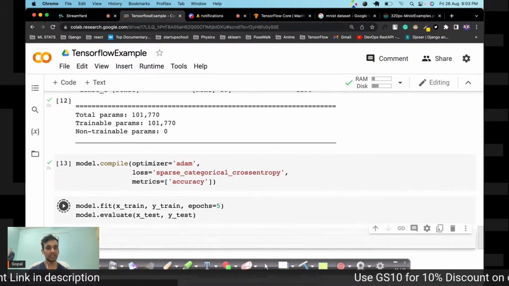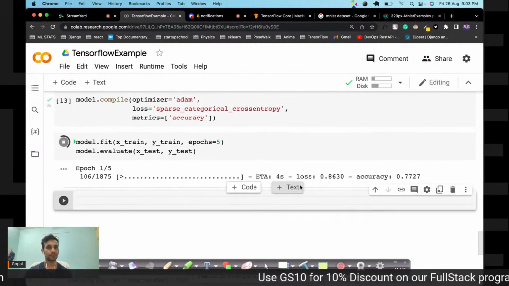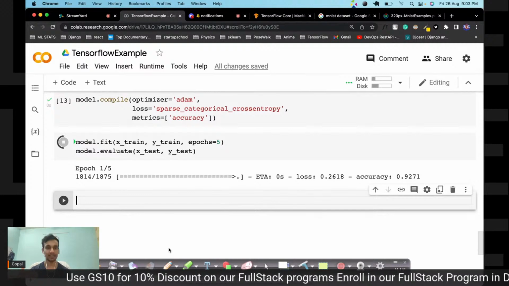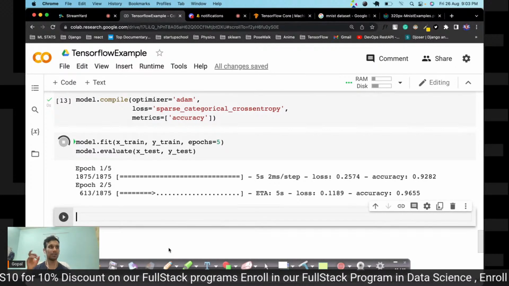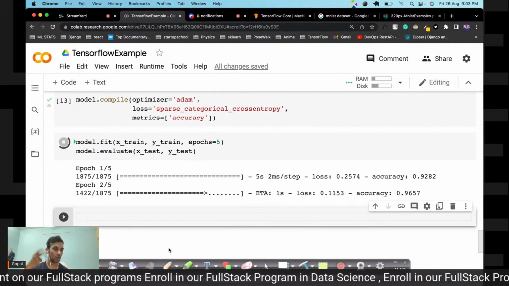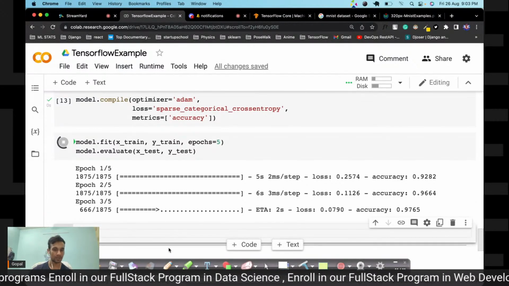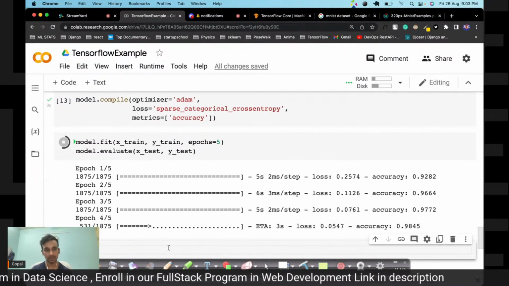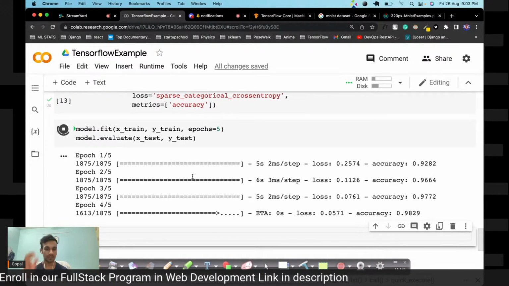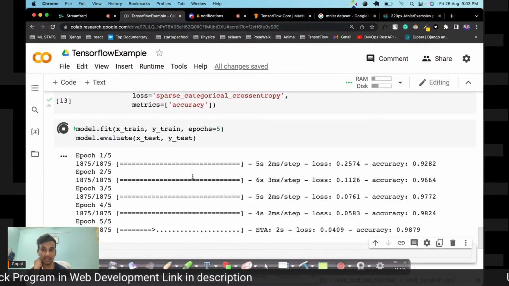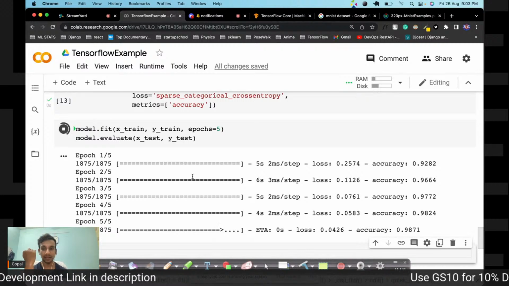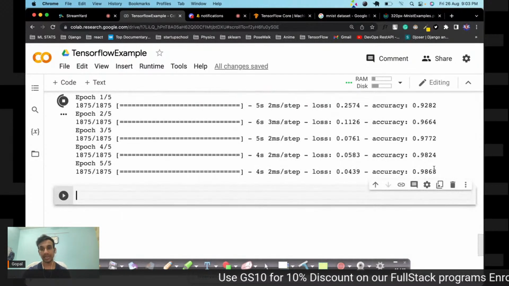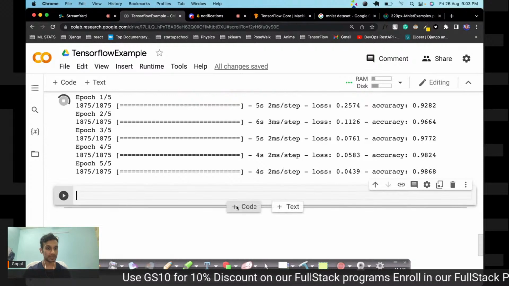Let's train it now for 5 epochs. In one epoch you train your model, then the second, third and fourth. This is nothing but the training. Epoch is a joint term for back propagation and feed forward. I cannot get into that in much more detail, but that is all I can tell you right now. Okay, so you can see it actually reached 98.68% accuracy.